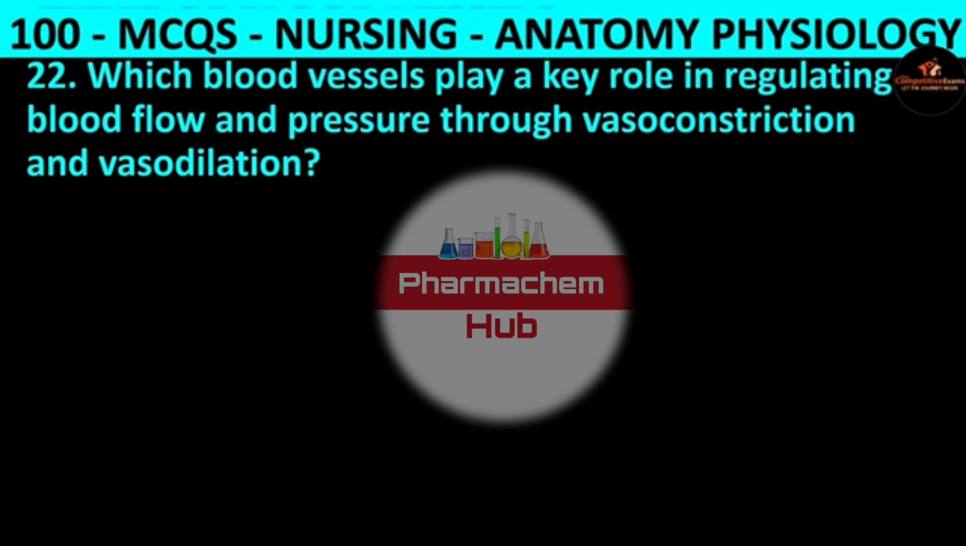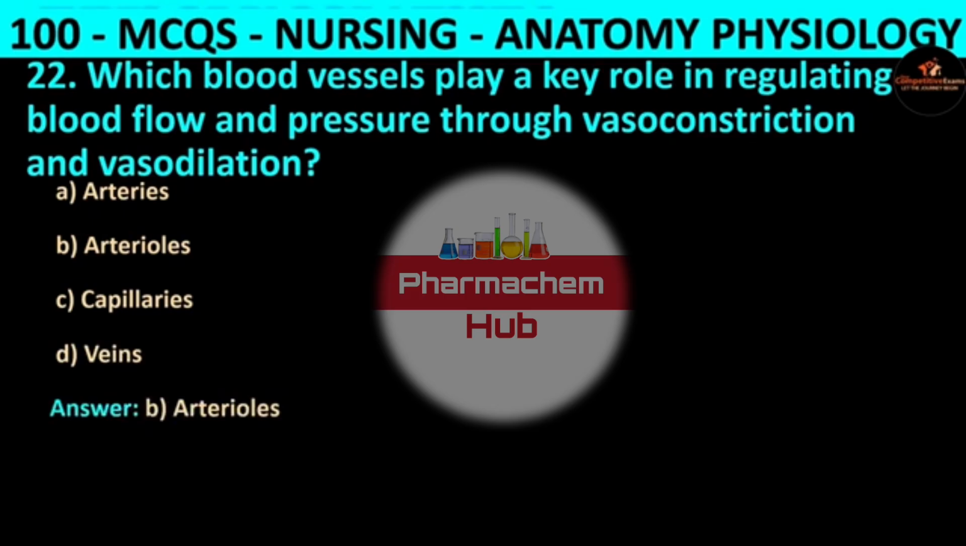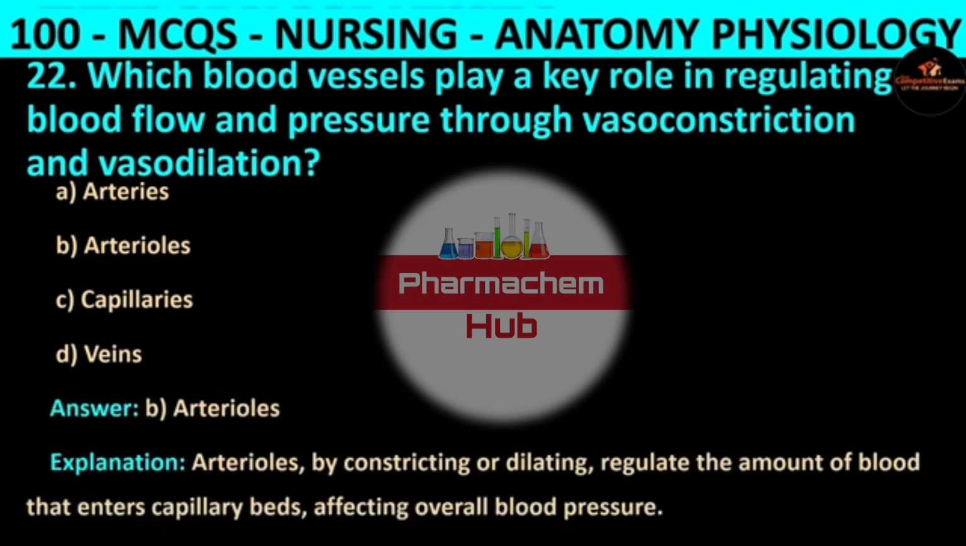Question number 22. Which blood vessels play a key role in regulating blood flow and pressure through vasoconstriction and vasodilation? The options are arteries, arterioles, capillaries, or veins. The correct answer is B, that is arterioles. Arterioles, by constricting or dilating, regulate the amount of blood that enters capillary beds, affecting overall blood pressure.